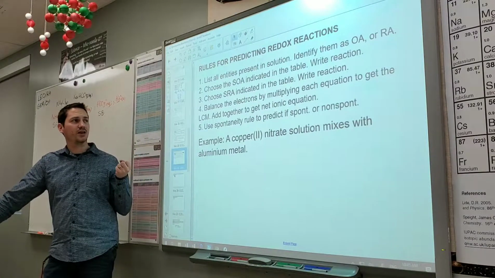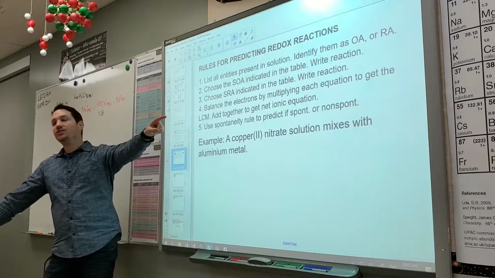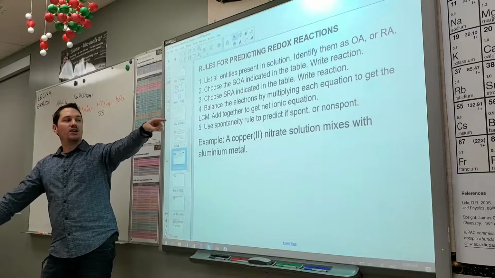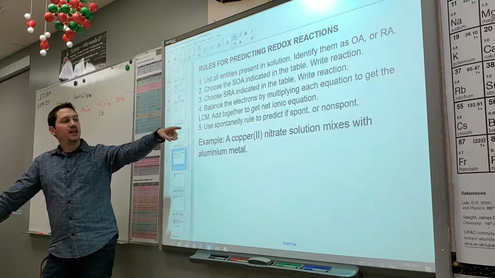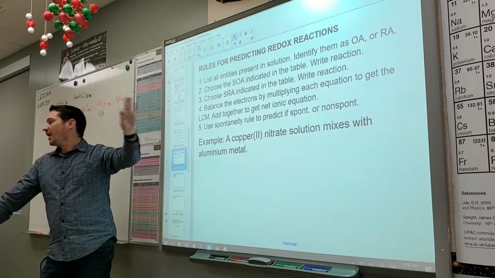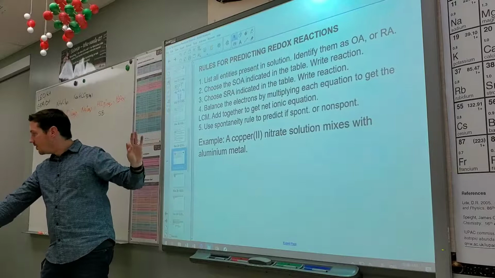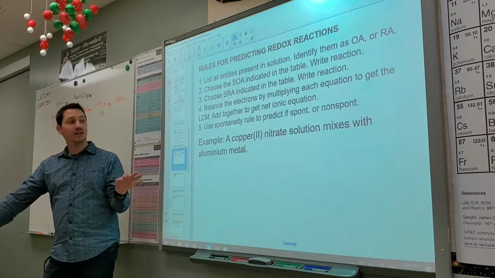Here is a list of instructions to predict redox reactions. Same thing we just talked about. List all entities. Choose the strongest oxidizing agent. Choose the strongest reducing agent. We have to write out the reactions, though. And then based on the half reactions that we write out, we can balance it using the electrons.